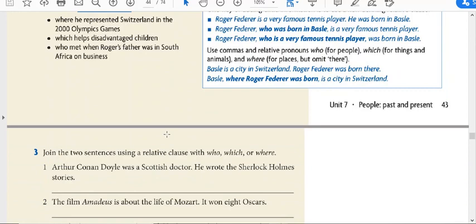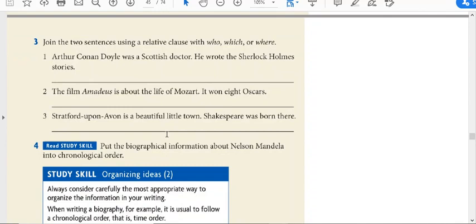Okay, now exercise number three: join the two sentences using relative clauses with who, which, or where. So this is the first one. It says Arthur Conan Doyle was a Scottish doctor. He wrote the Sherlock Holmes stories.